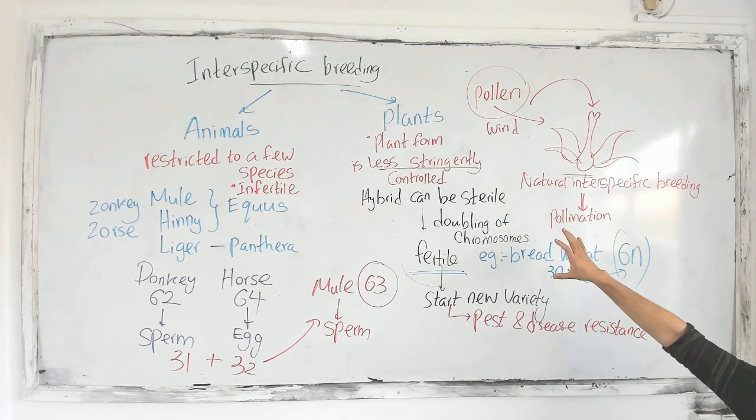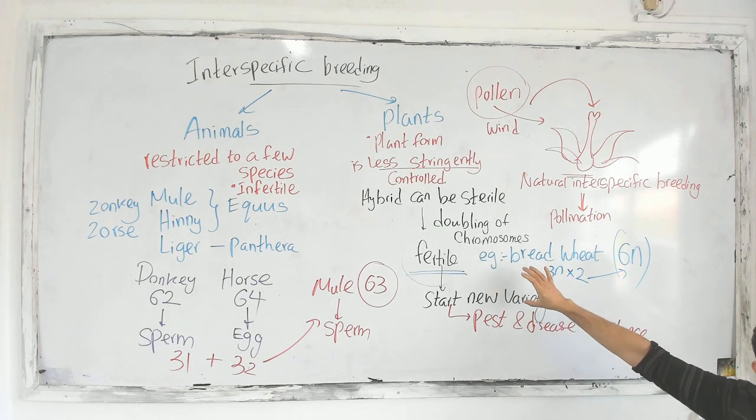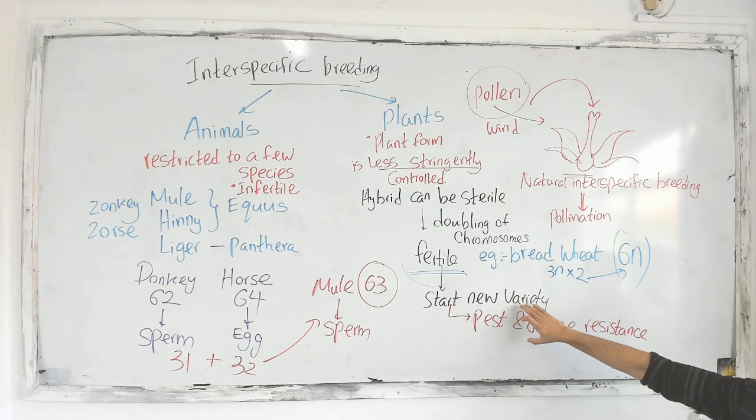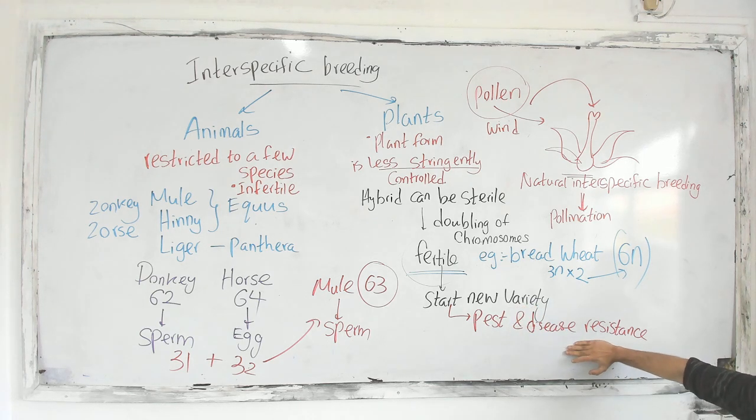You can take this down. The hybrid can be sterile, but with doubling of chromosomes, it can become fertile. The fertile one can be a new variety which can have nice new qualities such as pest and disease resistance.